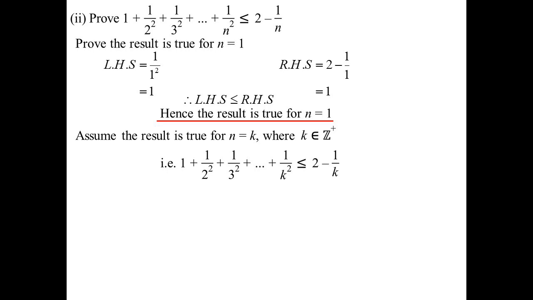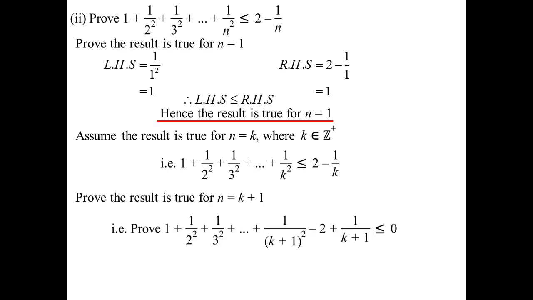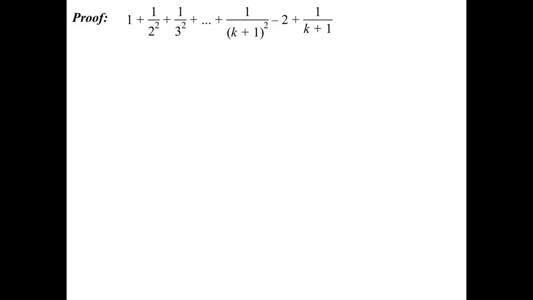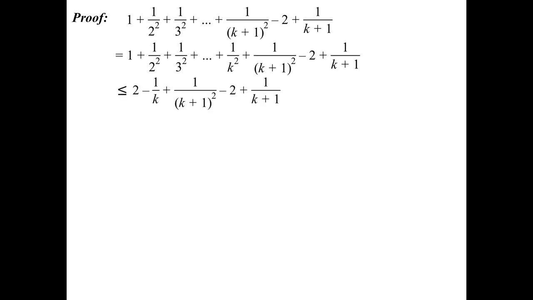We will assume it's true. And we want to prove the next case. So that's what we're trying to prove. Again, I'm going to use the idea, let's try and show this is always, in this case, negative or equal to 0. Our proof, series type. So I will break it up into the sum to k and then the next term. This will allow me to sub in my assumption. So I can now say it's less than or equal to 2 minus 1 on k plus 1 on (k plus 1) squared minus 2 plus 1 on k plus 1.